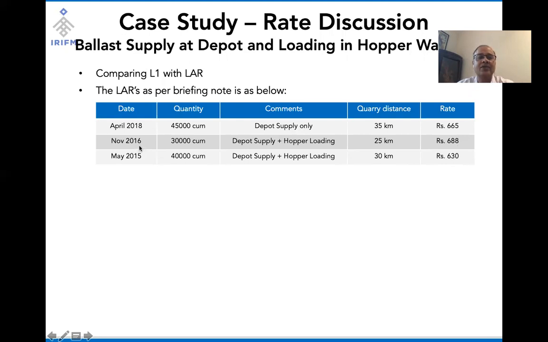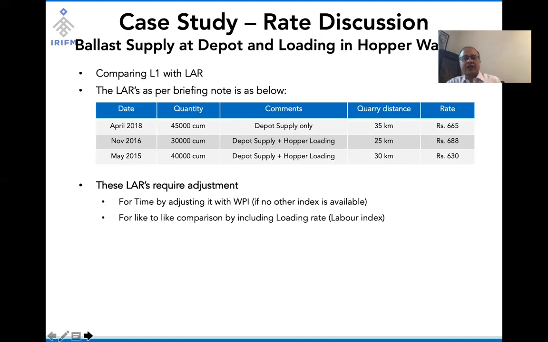So substantial time has elapsed between this tender and the instant tender. So this rate, 688, has to be suitably inflated. And the rate for May 2015 was 630 again. So these are rates which require inflation. So the next step for tender committee is to adjust the LAR for time by adjusting it with the wholesale price index if no other index is available, and for like-to-like comparison by also including loading rate. And for loading rate, labor index can be used.